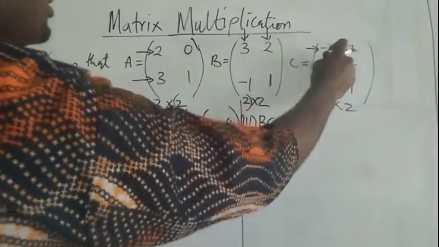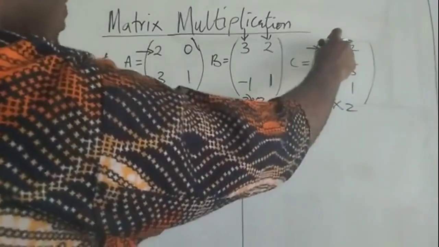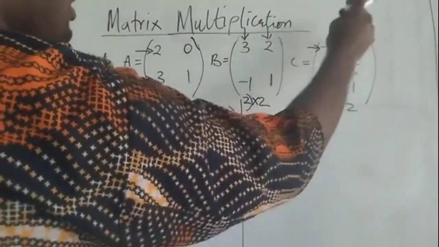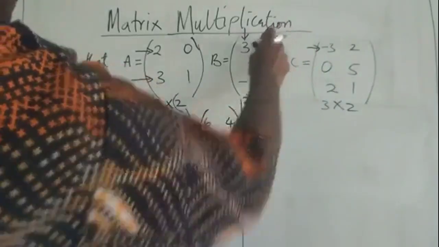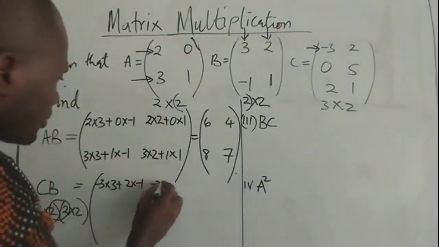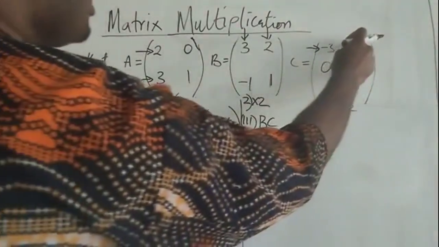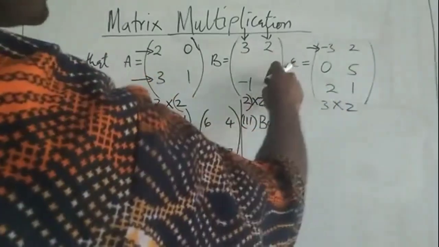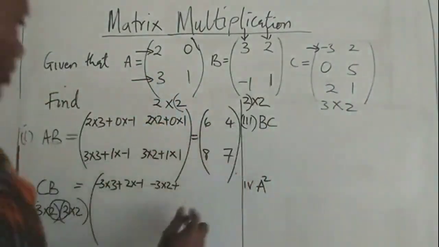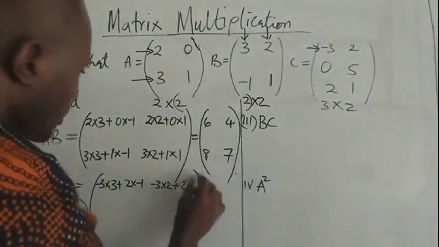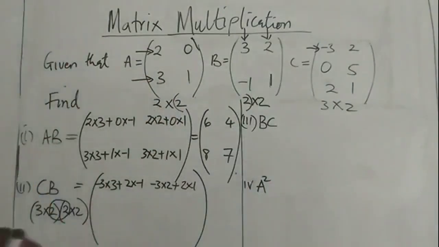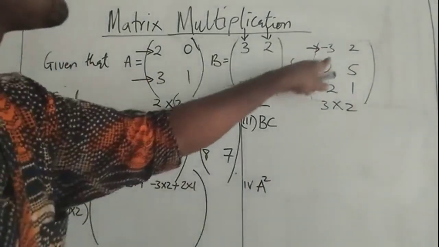Then, that's for the first column. Minus 3 times 2 plus 2 times 1. We go to the second row.